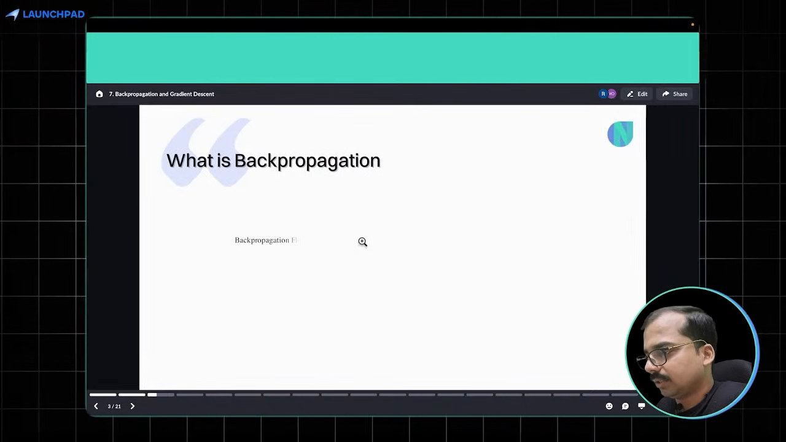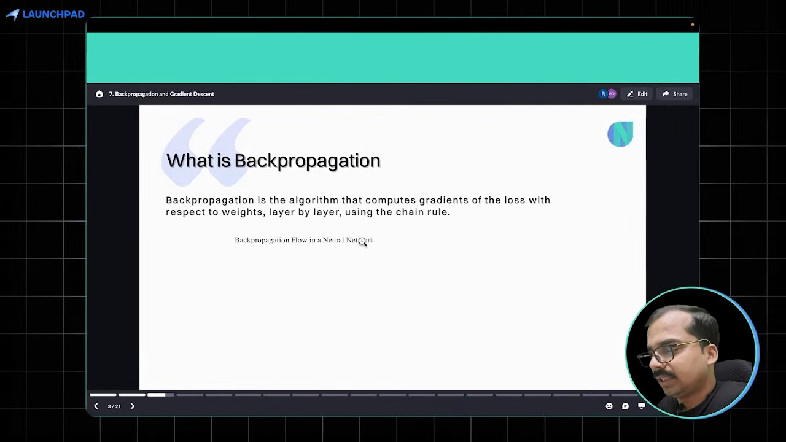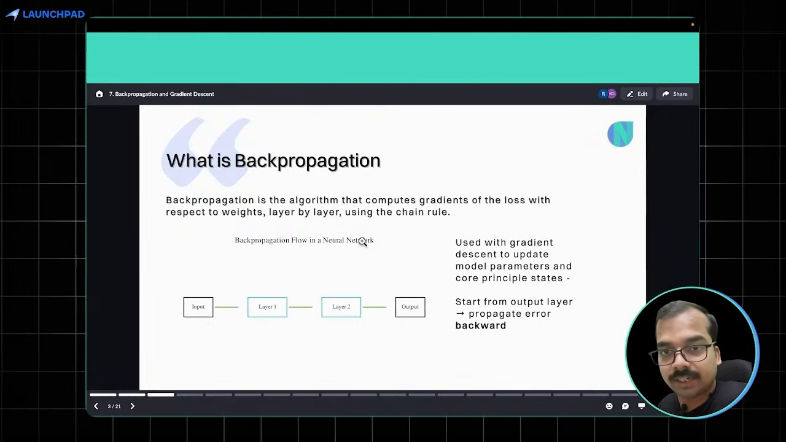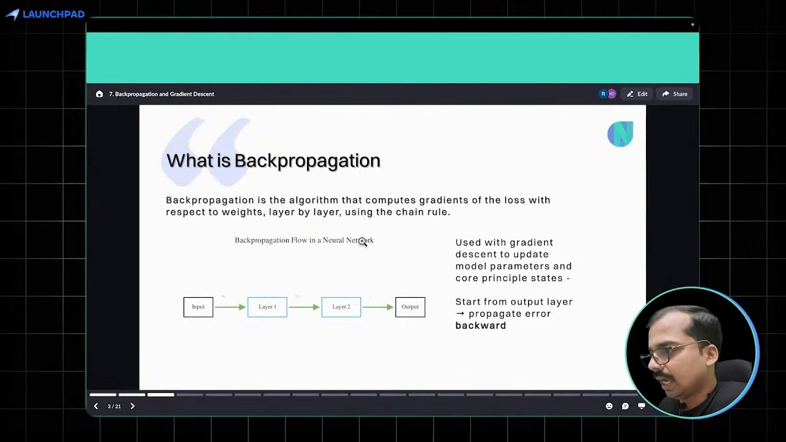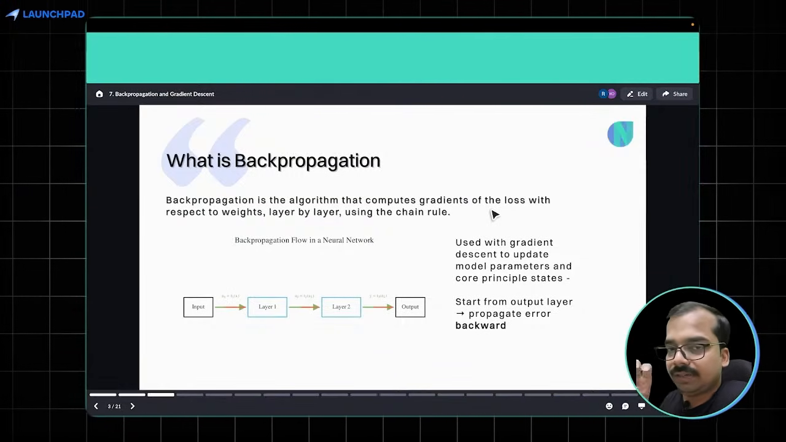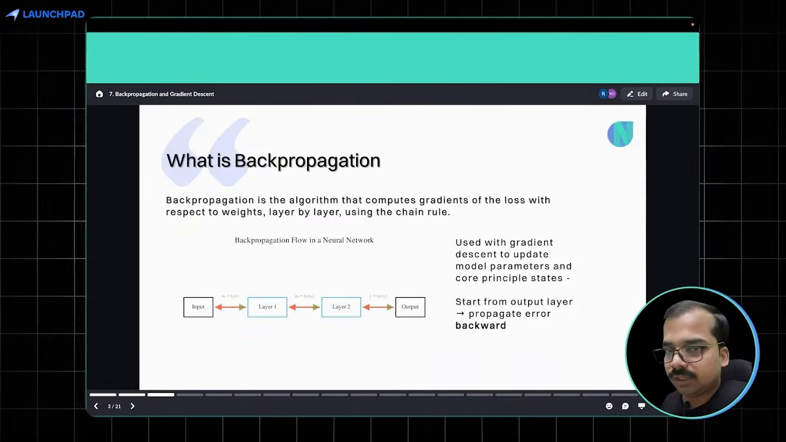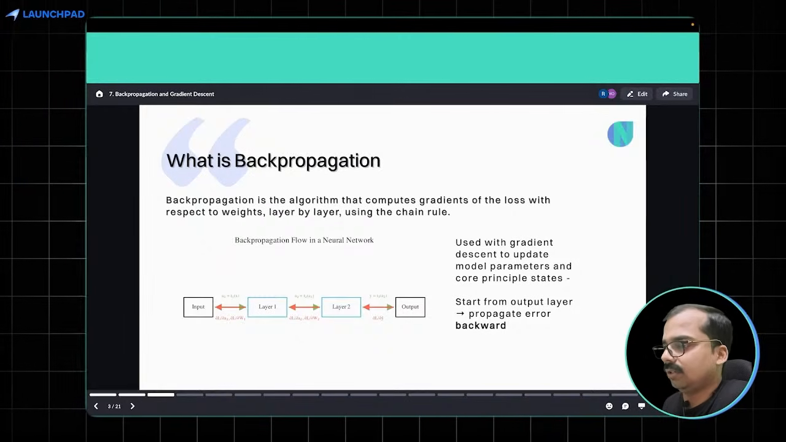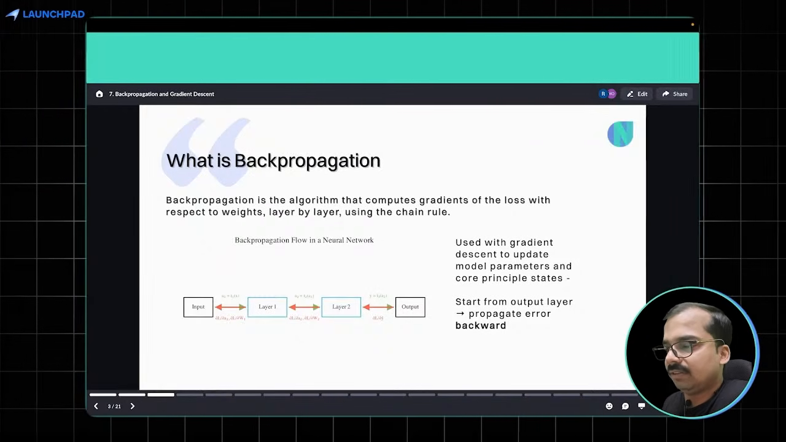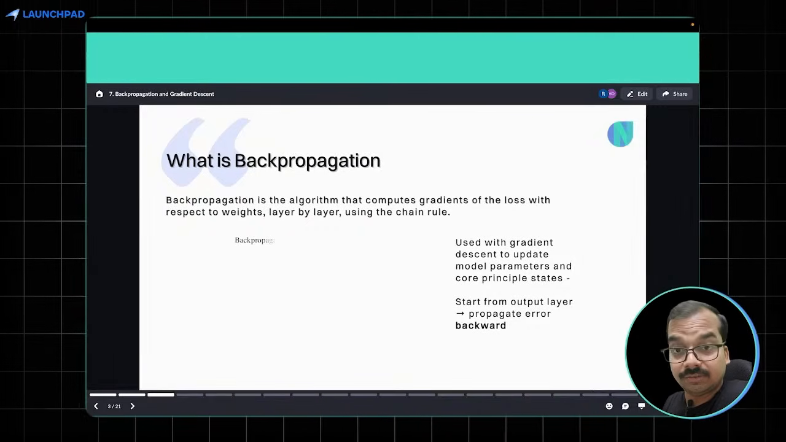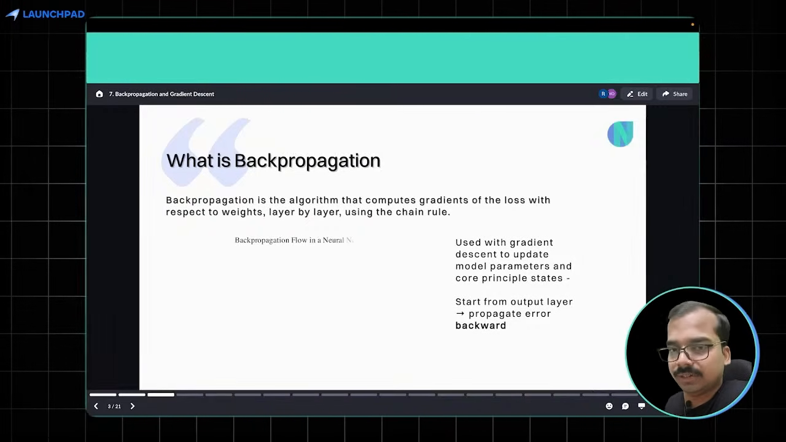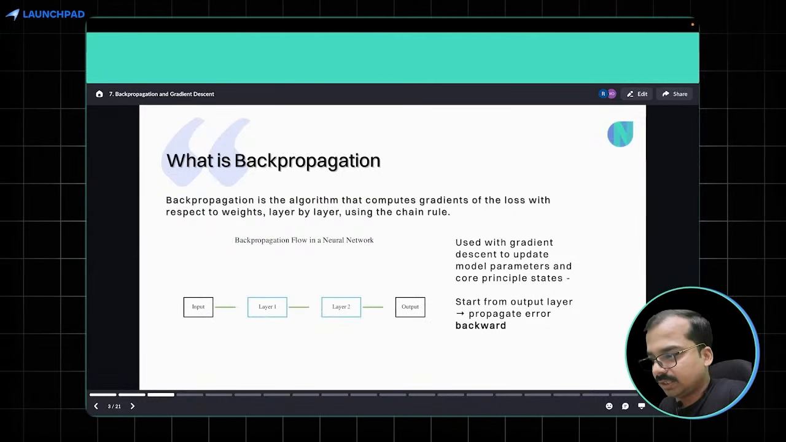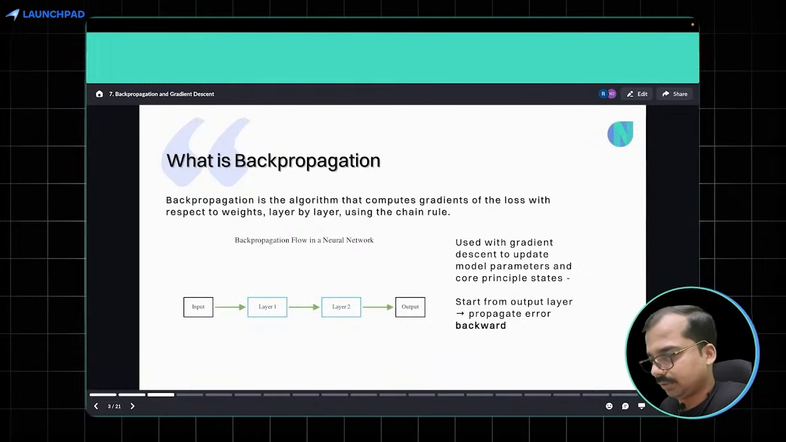So backpropagation. Backpropagation is basically an algorithm that is used to update the weights and biases of a neural network. And it uses the loss that we compute. Right, during the forward pass, we do the prediction and then we compute some loss, right? That loss, its derivative with respect to each weight and bias is basically propagated backwards, and the weights are updated using the gradient descent algorithm. This entire process is known as backpropagation.